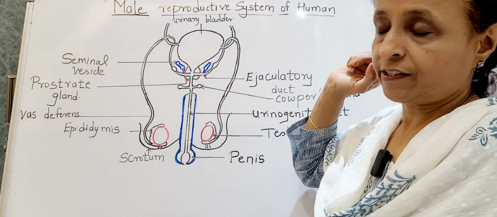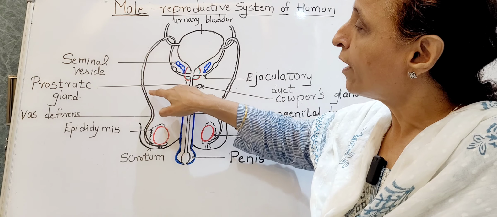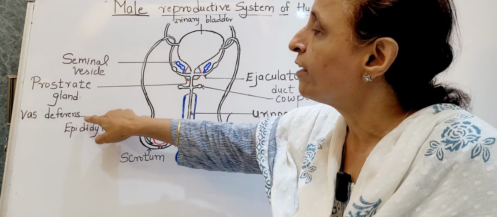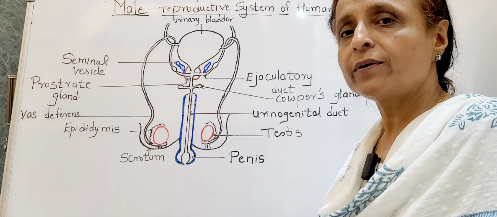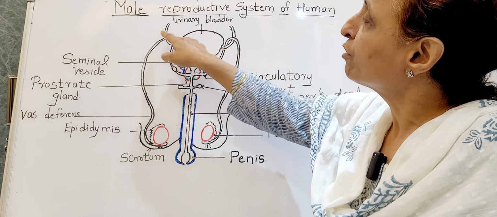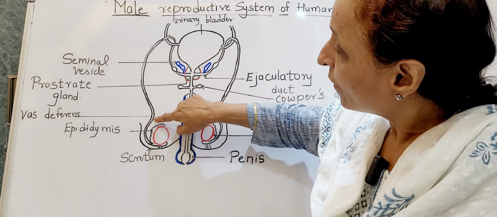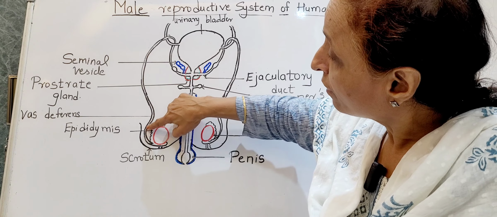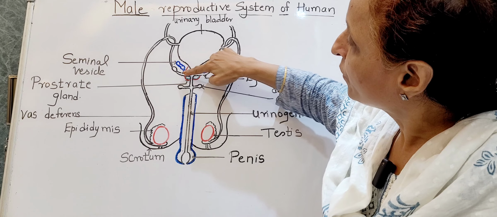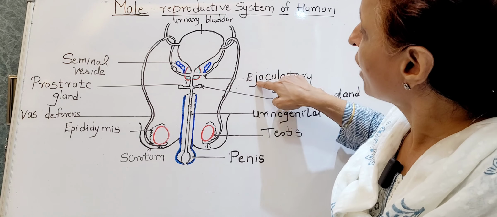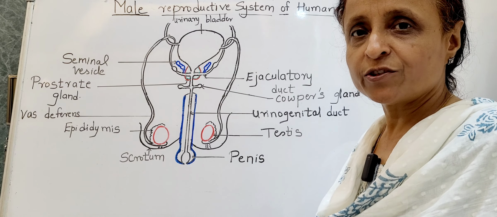After the epididymis, it moves into the minute duct, the vasa deferens. Efferens takes it to the epididymis, and deferens takes it further to the ejaculatory duct. So here it is vasa deferentia. It starts from here, moves like this and comes here. This part is the ejaculatory duct.